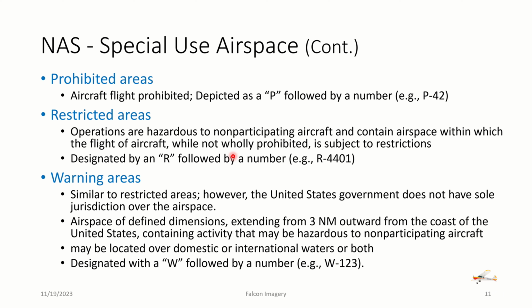We have warning areas. These are similar to restricted areas. However, the United States government does not have sole jurisdiction over the airspace. It's airspace of defined dimensions extending from 3 nautical miles outward from the coast of the United States, containing activity that may be hazardous to non-participating aircraft. It may be located over both domestic or international waters, and it's designated by a W followed by a number. Again, you can locate the controlling agency on the legend at the bottom of this sectional chart.